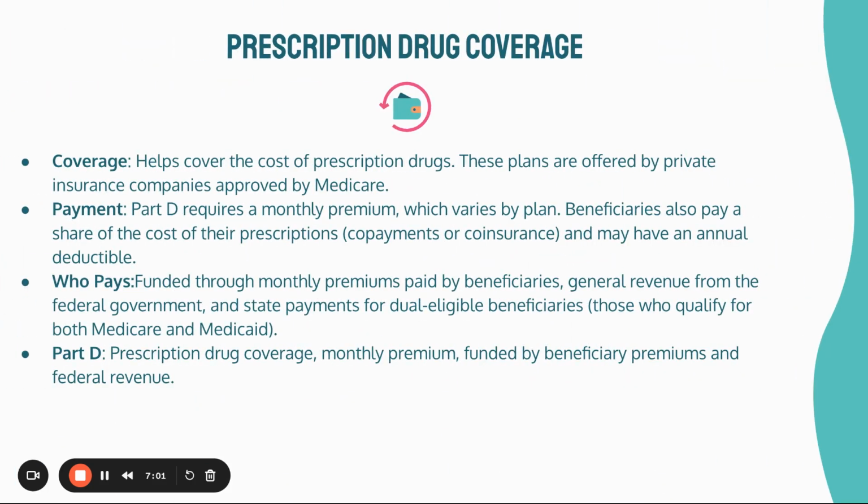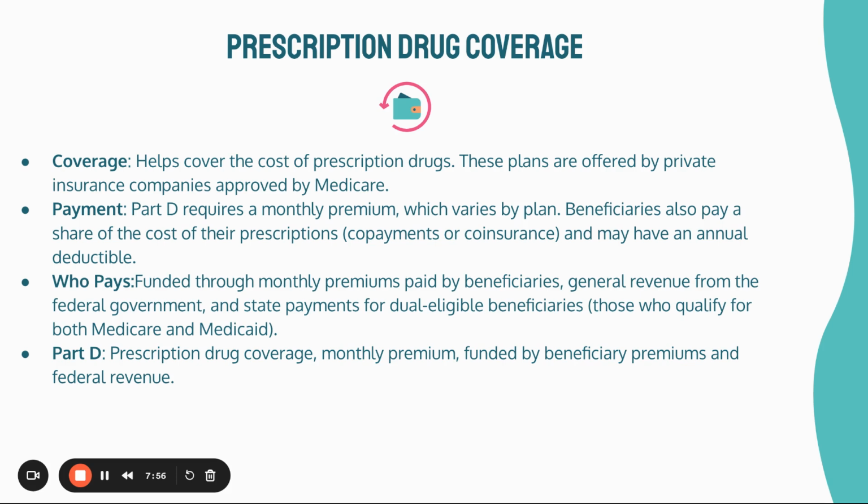So Part D is called prescription drug coverage. So far we have seen the other plans, right? Part A and Part B cover hospital insurance and medical insurance, and with Part C, if you take Medicare Advantage, you would be covering dental, vision, hearing as well. However, for all these, you would be going to a pharmacy to get medication, and that medication is not covered. Pharmacy benefits are not covered under Part A and Part B. So Part D, which is offered through Medicare Advantage, covers the prescription drug coverage. Part D helps cover the cost of prescription drugs. These plans are offered by private insurance companies approved by Medicare.